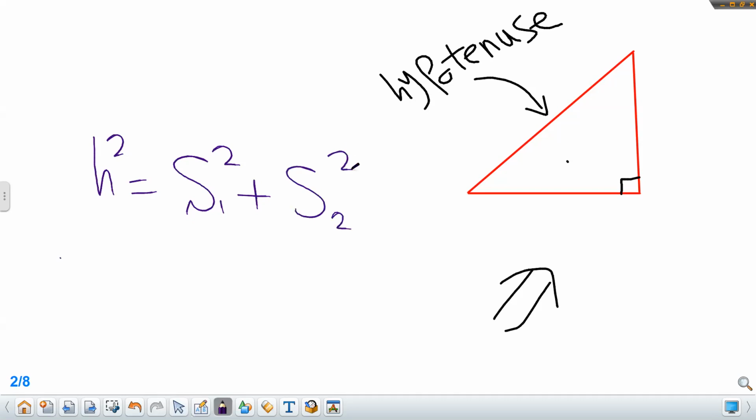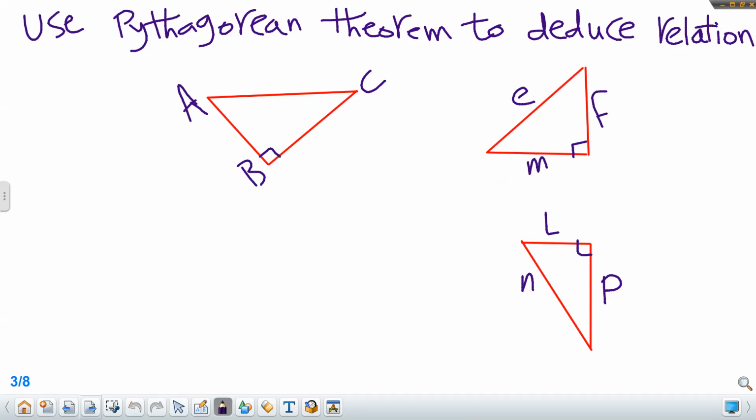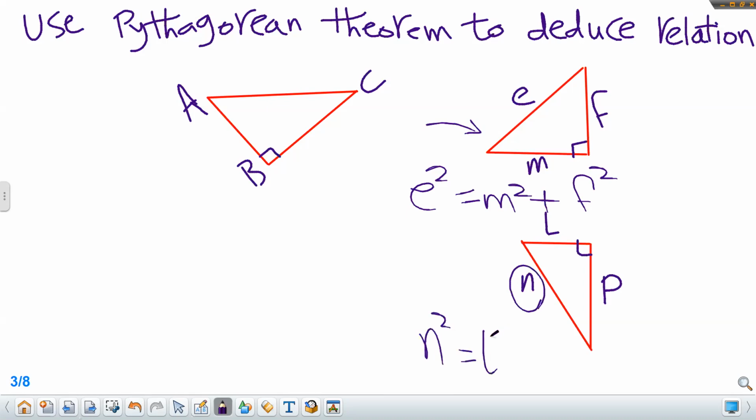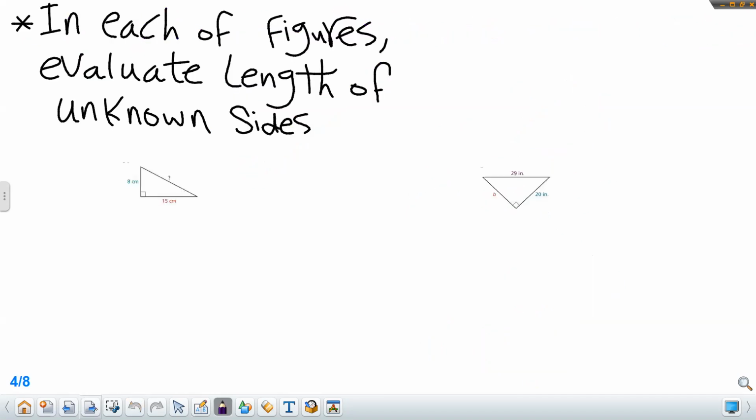This is by the Pythagorean theorem. For example, use the Pythagorean theorem to deduce the relation. In this triangle, which is the hypotenuse, E, M, or F? Yes, good, it is E. So we can say E square equals M square plus F square. The next one: ask yourself, what about the hypotenuse? Yes, it is n. So we can say n power 2 equals L power 2 plus B power 2, and so on.